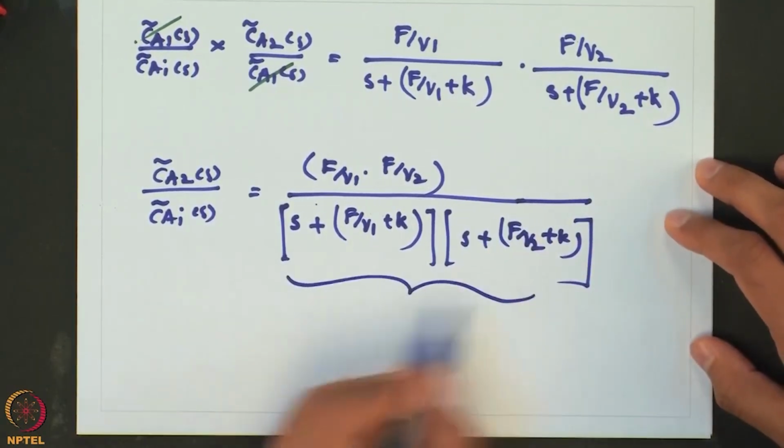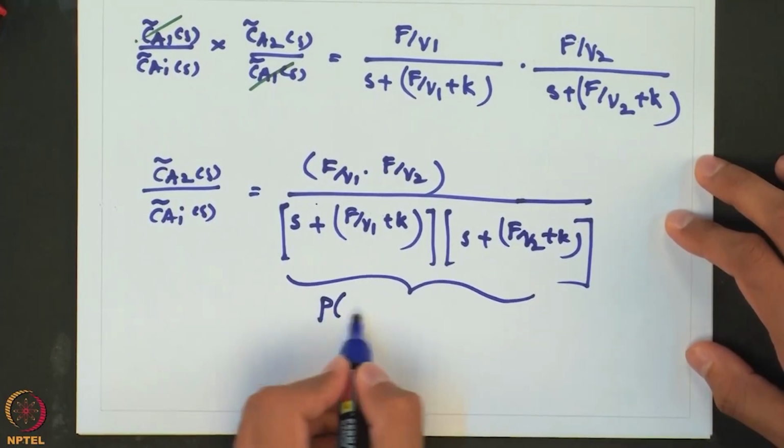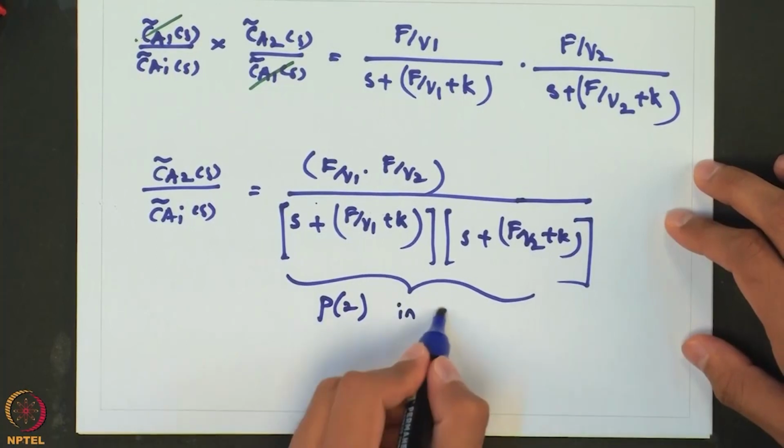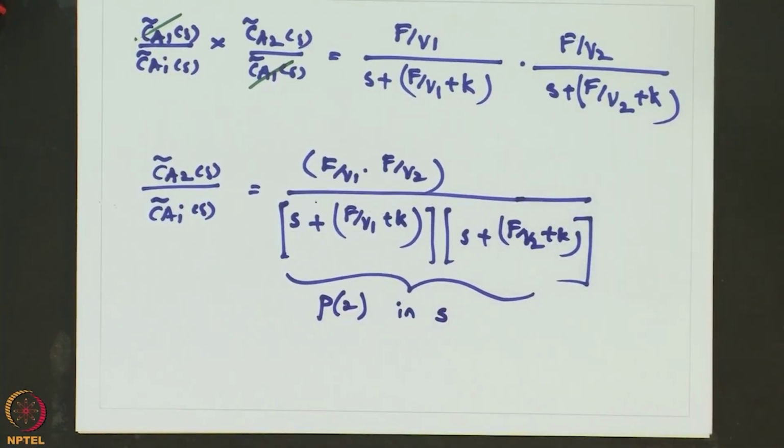is a polynomial, a quadratic polynomial in s. So, it is a second order dynamical system.